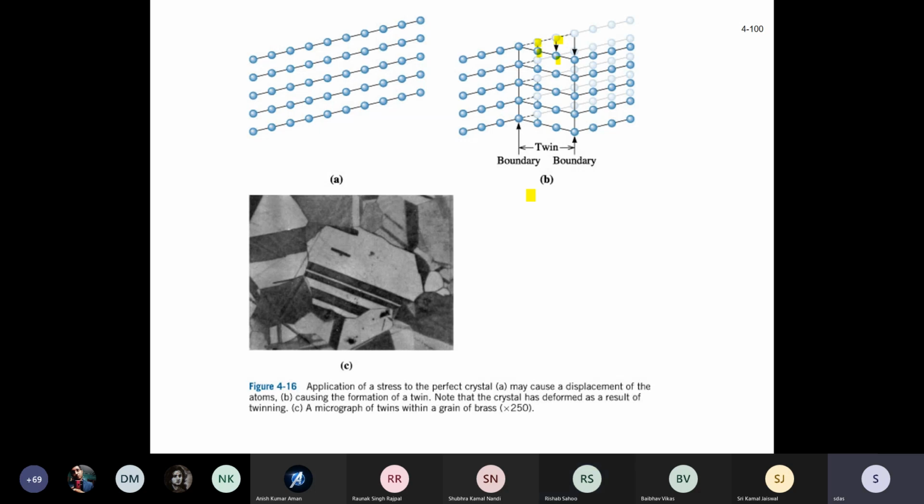Then it will not be a twin anymore because it will be a mirror symmetry with respect to what? Grain boundary is not a plane. It means two grains placed adjacent to each other, they have a misorientation of a few degrees. So that's the reason they are called grains, not twins. Okay? That's a good question.